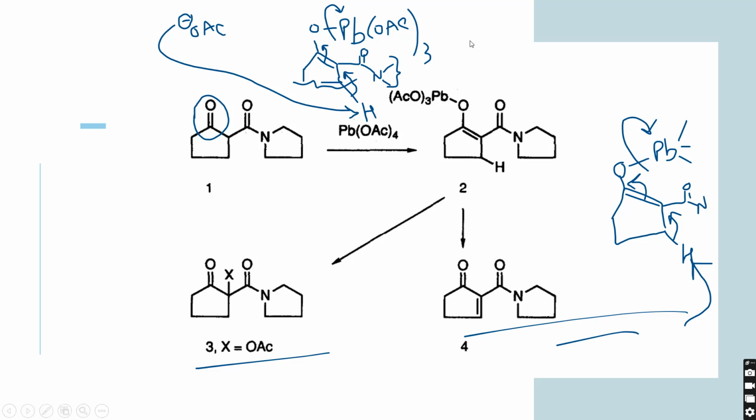From this week's topics, again we talked about dehydrogenation using lead tetraacetate. Okay, we saw that at first the enol can undergo reaction with lead center, and the outgoing acetate can act as the dehydrogenating reagent. Okay, and the mechanisms for the formation of both these products were shown.